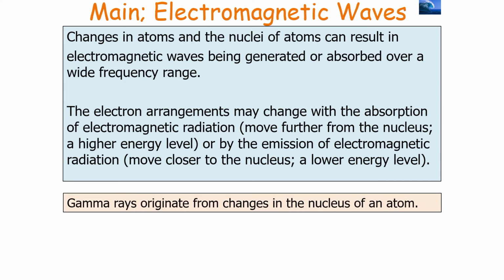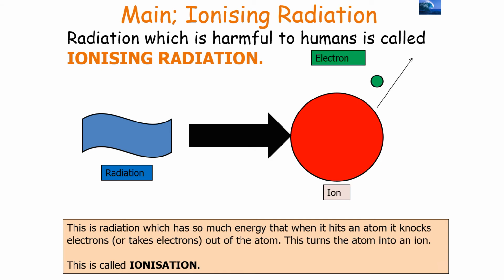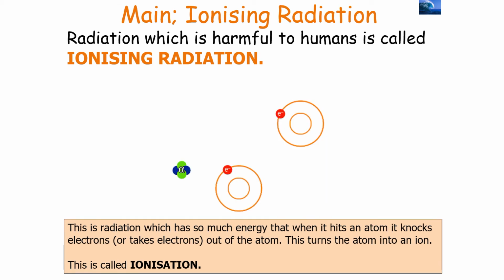And gamma rays originate from changes in the nucleus of an atom. Now, radiation which is harmful to humans is called ionizing radiation. This is radiation which has so much energy that when it hits an atom, it knocks electrons out of the atom. This process is called ionization because it turns an atom into an ion and releases an electron. So you can see in this particular diagram, alpha rays are removing electrons from this particular atom.